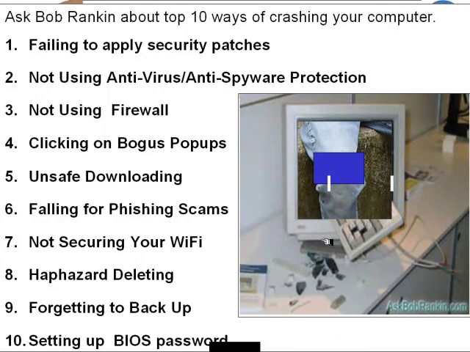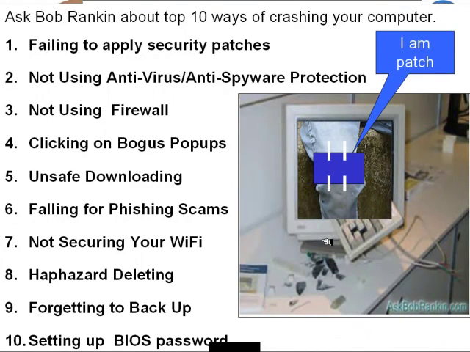Yes, what you really want to do is that. Add a patch.